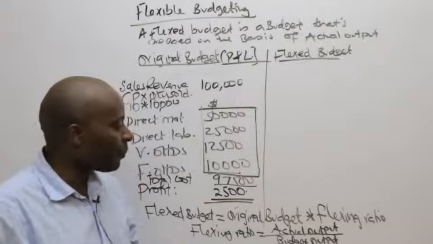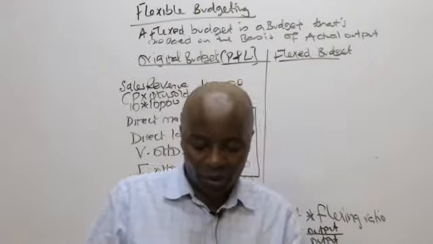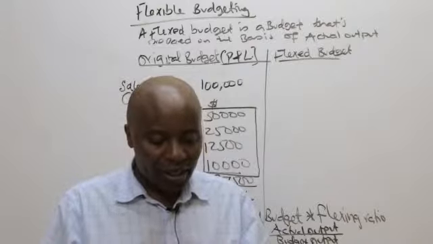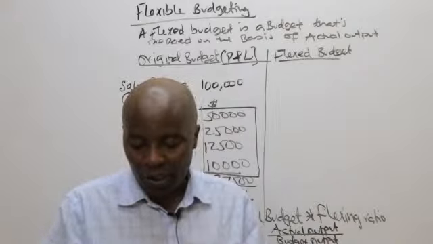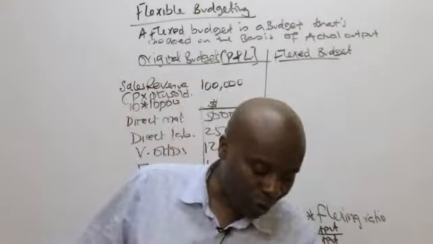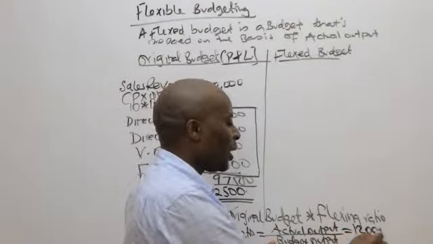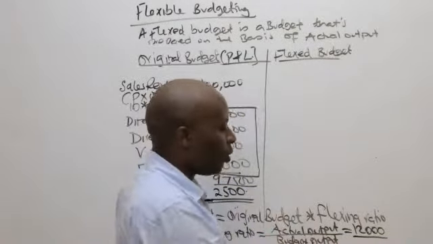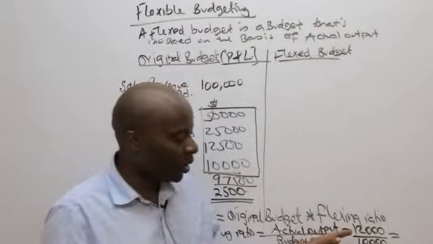Now, ladies and gentlemen, the actual output, if you read this particular question that we have on our WhatsApp, I want to believe you guys got it there. They told us at the end of the year, the following costs had been incurred for the actual production of 12,000 units. Meaning that the actual output is 12,000 and the budgeted output which we had up there was 10,000 units. So could you kindly give us the flexing ratio?